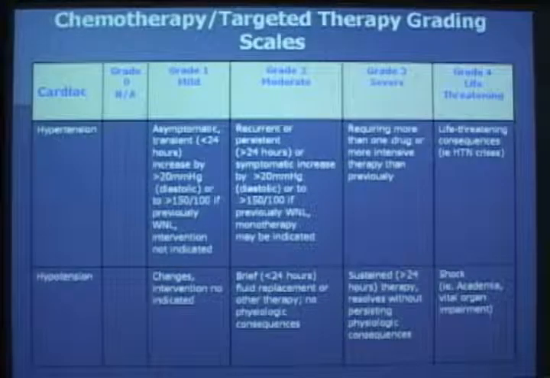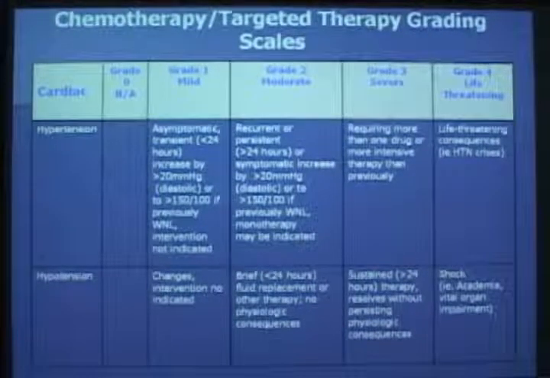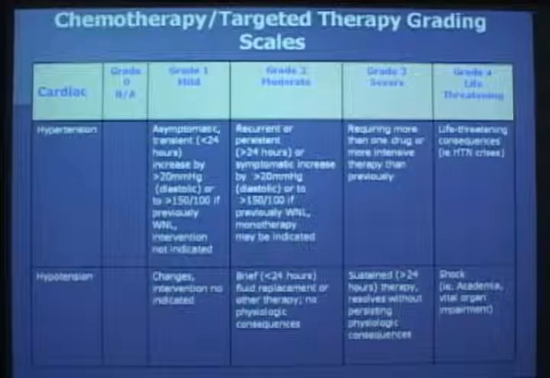Cardiac is another area that is covered, and there are 2 areas specific to this. The first one is hypertension. The second one is hypotension. You will notice in some of these gradings, there will be something like a semicolon. It's also known as an M dash. What that means is the patient can have either of the symptoms listed here. They can have, for example, under hypertension, it says under the grade 2, they can have a brief episode less than 24 hours requiring fluid replacement or other therapy, or no physiological consequences. What that means is the patient can experience one or the other and still qualify for that particular toxicity grade.